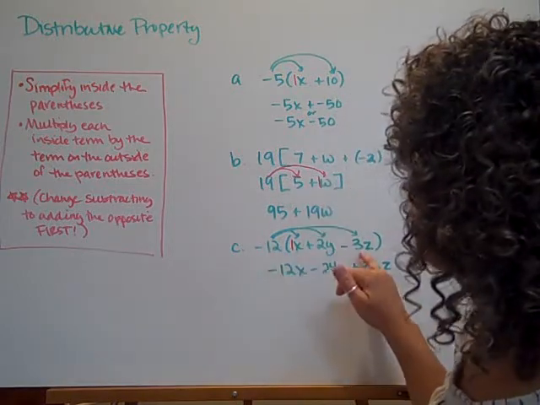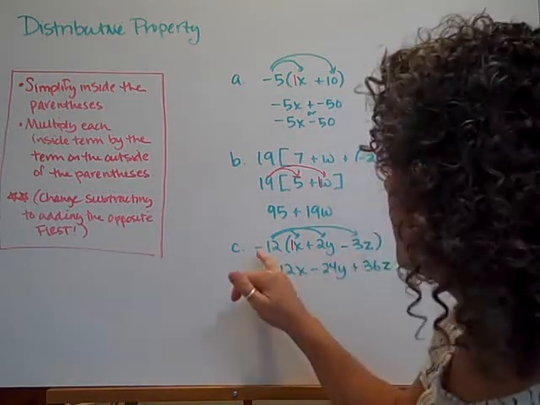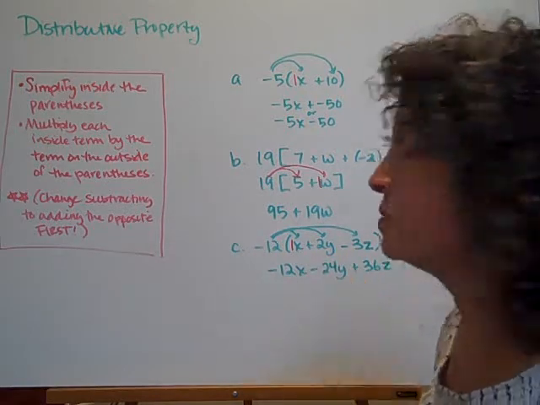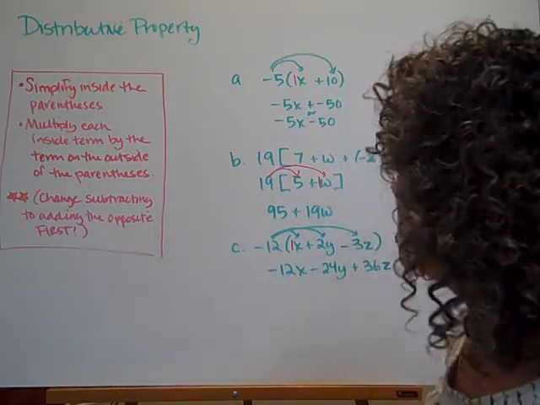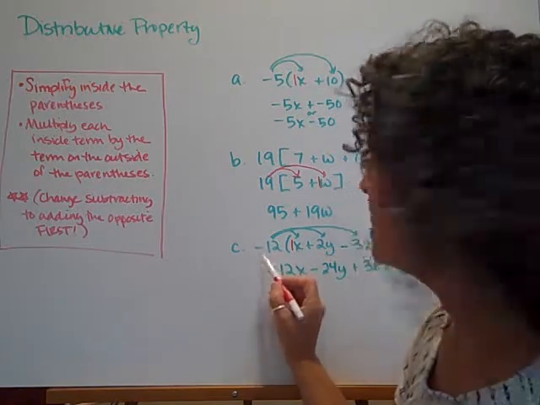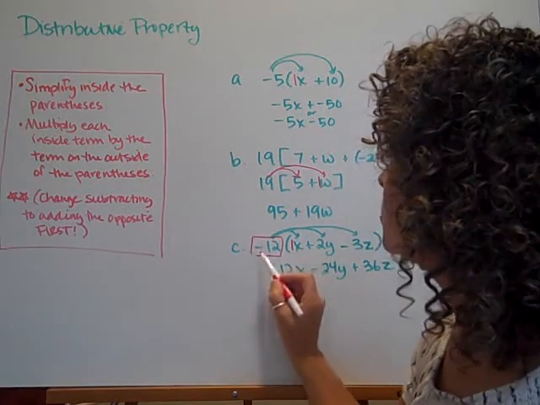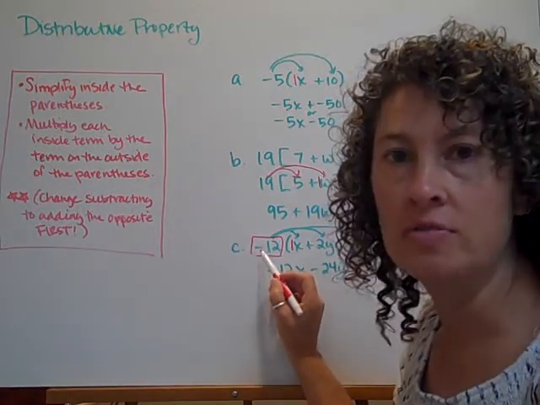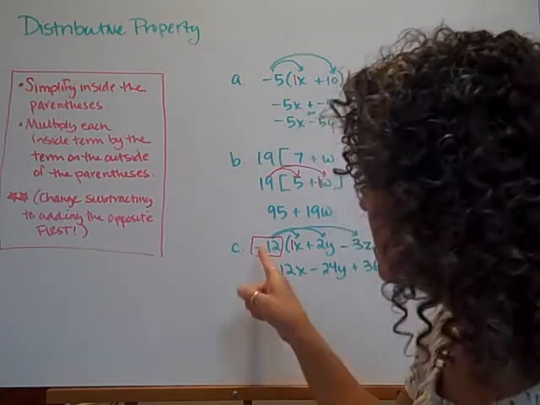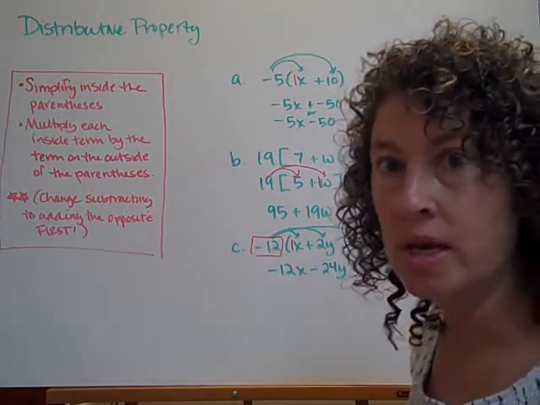And then I have -12 times -3z. So a negative times a negative gives me a positive 36z. Notice too that we've got this negative sign in front of the 12, so this is the whole term. We always look at the sign that's in front of that number to see what it is. There's a negative there, so I need to deal with that negative.